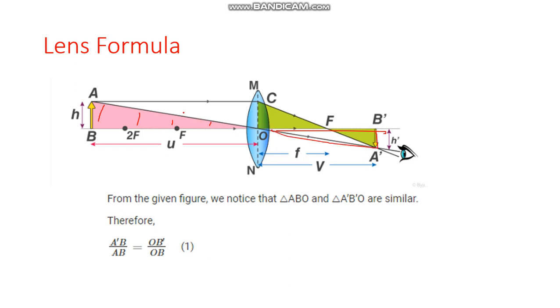Now these two triangles are similar. Why? Because this angle is equal to this angle, these two are parallel, so this is a right angle, this is a right angle, and the third angle is also equal. So these two triangles are similar in nature, so corresponding sides have to be proportional. So A'B' divided by AB should be equal to OB' by OB. This is our equation 1.